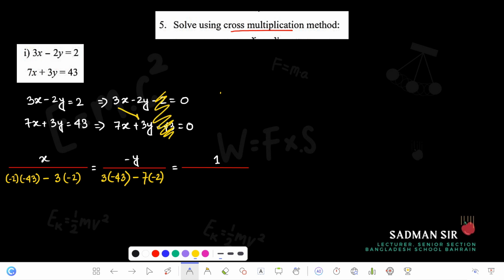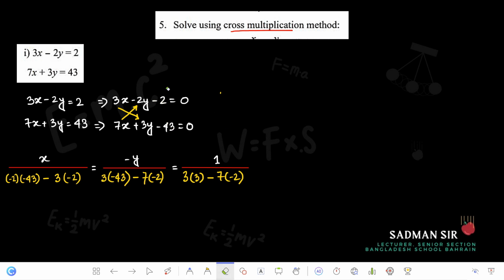Then 3 into 3, then minus 7 into minus 2. 7 into minus 2. Now all these cross marks, I gave just for your better understanding. If you want to put these cross marks for your calculation, you can do it in your exam paper, but do it with pencil so that after the calculation is done you can erase them. Okay, then let us continue our calculation.